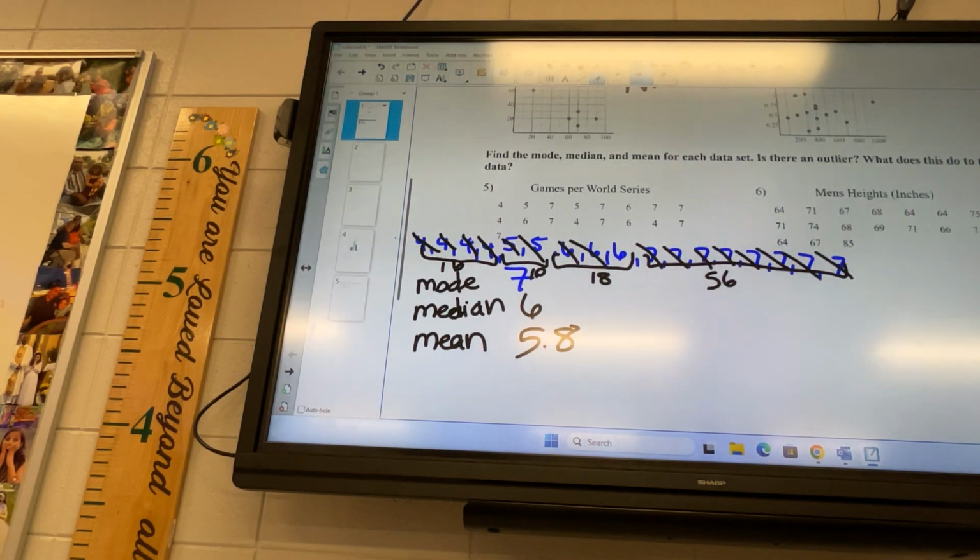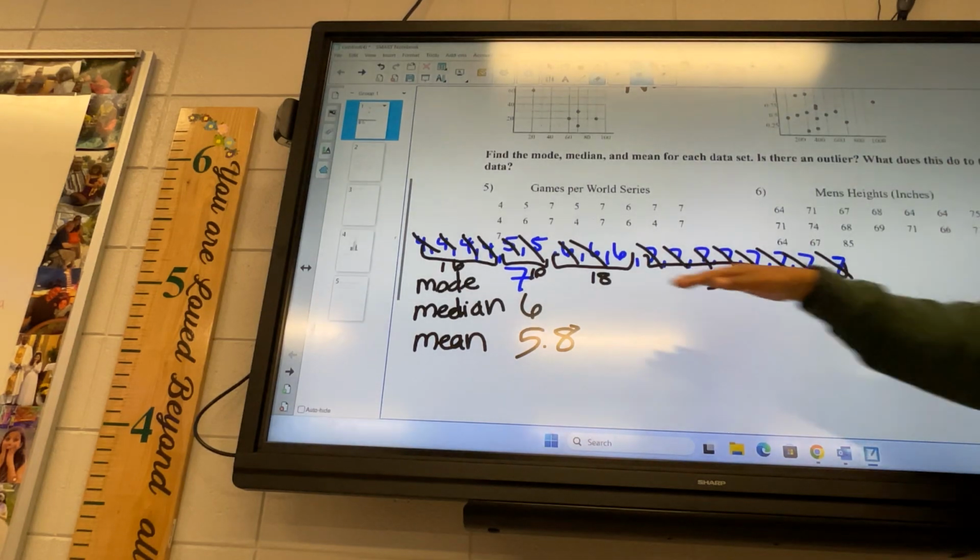Okay, look at the numbers that they gave you as far as the games per the World Series, right? We have 4 to 7, so 4s, 5s, 6s, and 7s. Okay, so what would be an outlier? Give me a number. 10. 10's a little close. 100 definitely. Does 100 fit in with the other data? No, definitely not. Okay, all the numbers are pretty low.